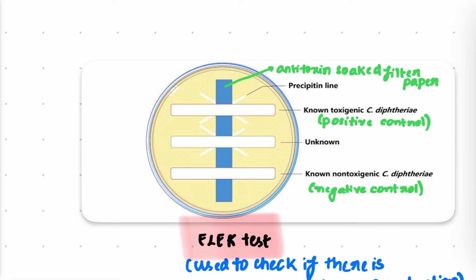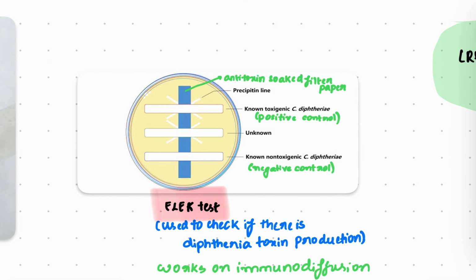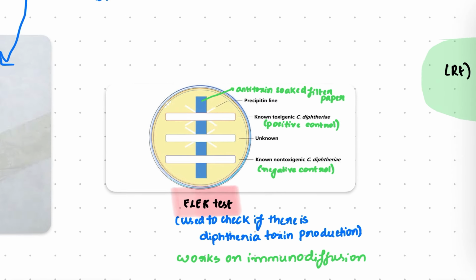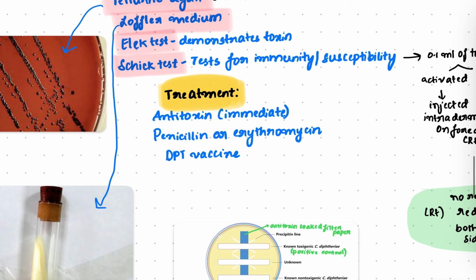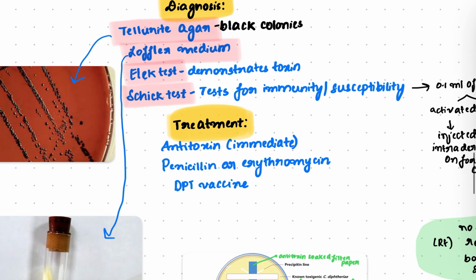So it is unknown. If there is a precipitation line, which we will see because of the toxin-antitoxin interaction, there will be a precipitation line. With the positive control, there will be a precipitation line. If with the unknown strip we are also seeing a precipitation line, it indicates that there is toxin production. So this is indicative of toxigenic production in the species which is being tested.